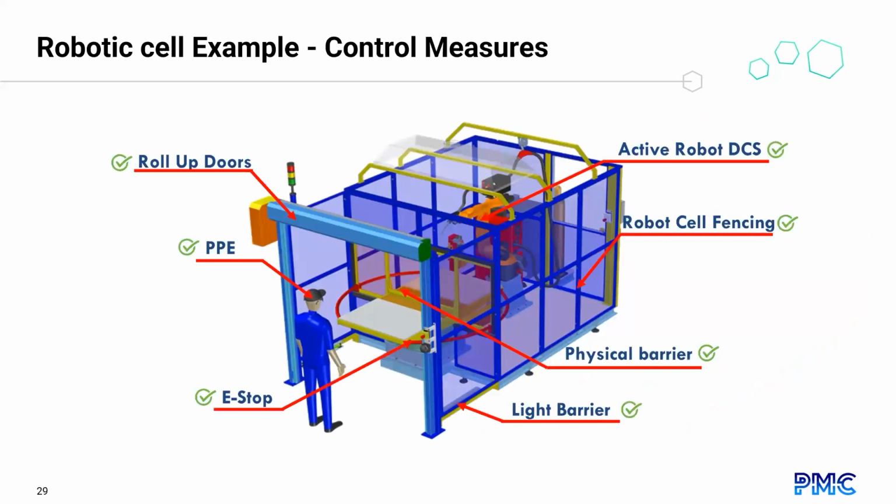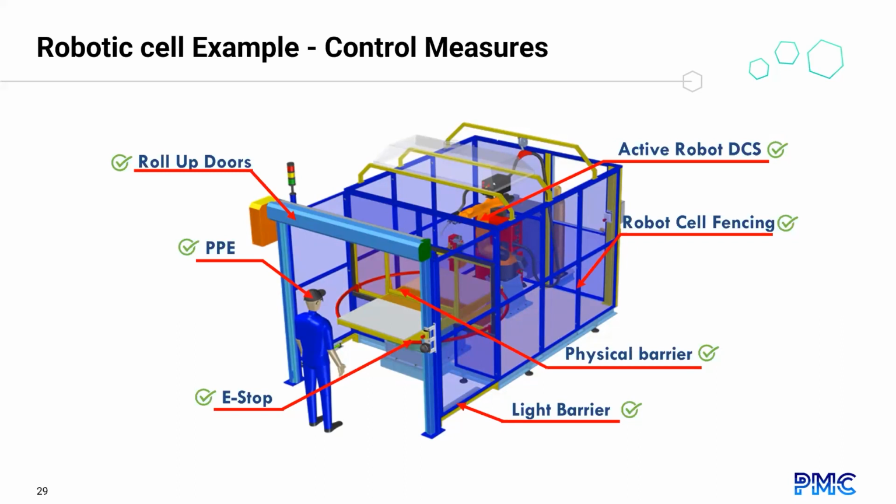Well, now that we know the hazards that we have in this work zone, here we have some examples of control measures to mitigate these risks. We already have these implemented in this image. We have the robot self-fencing, a physical barrier between robot and operator, the roll-up doors, individual protection equipment for the operator, the emergency stop button, and a light barrier that will be activated once the operator enters the work area.